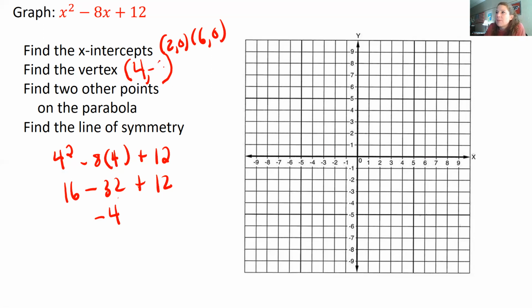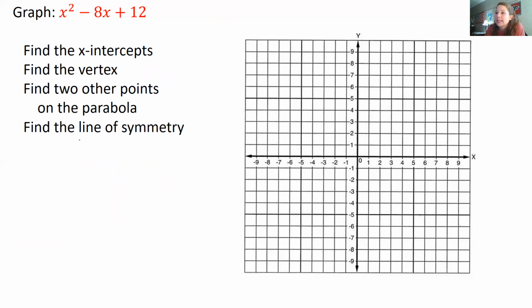All right, so now my vertex is 4, and we found that by finding the opposite of b over 2a, right? And then my y value is what we got when we plugged in 4 into my whole equation. All right, so let's write down all of the points we've already found. So we found out that the vertex is (4, -4). We found out that one of the x-intercepts is (2, 0), and the other one is (6, 0), right?